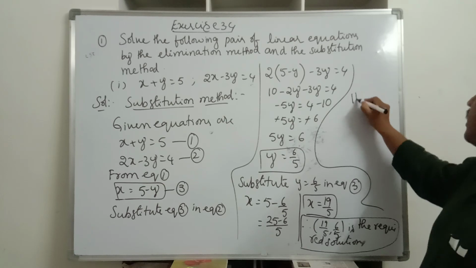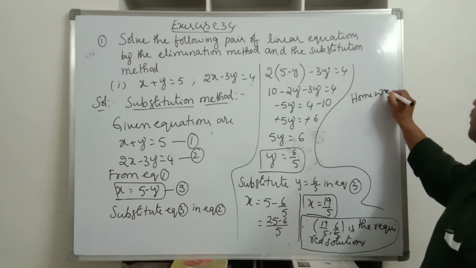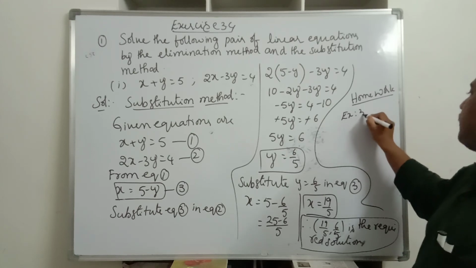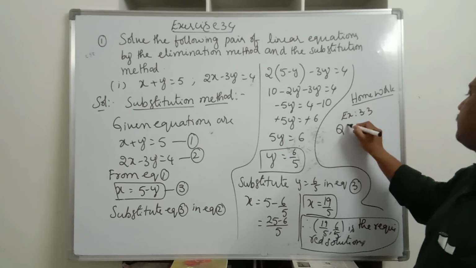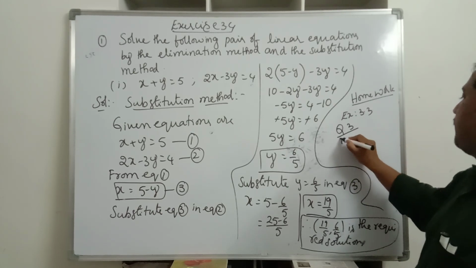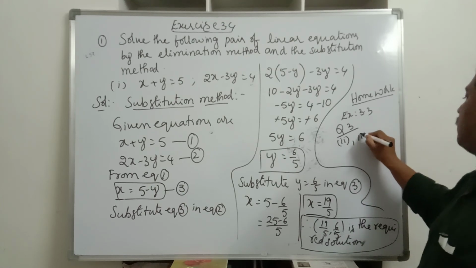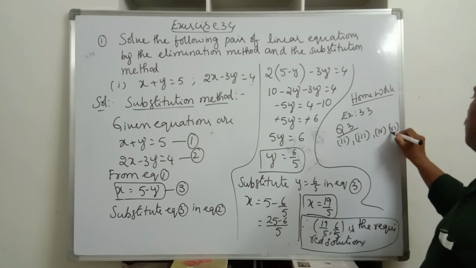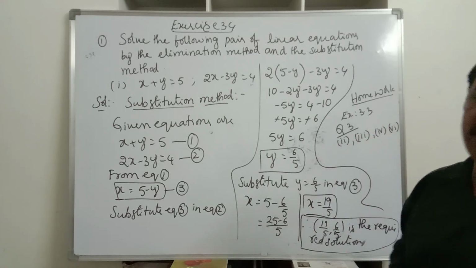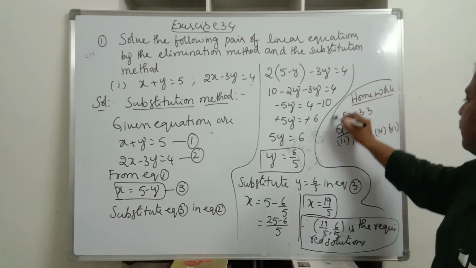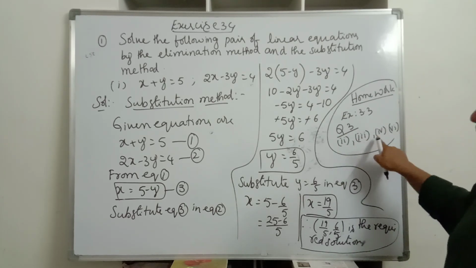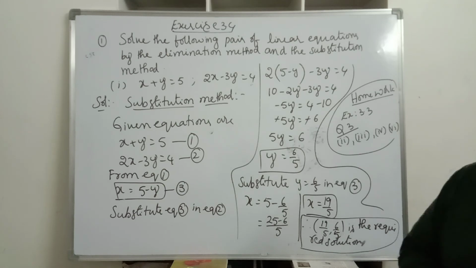And today's homework is exercise number 3.3, question number 3, in that the second bit, third bit, fourth bit and sixth bit. So 4 questions. Complete the given homework. Thank you very much.